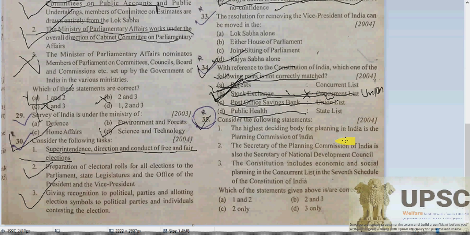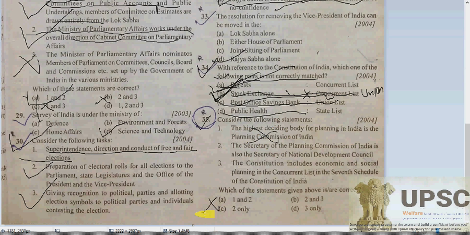Now see number 35. Consider the following statements: the highest decision-making body for planning in India is the Planning Commission of India. Statement one is absolutely incorrect, because the highest decision-making body for planning in India is not the Planning Commission. So absolutely wrong. Eliminate option one, A gone.